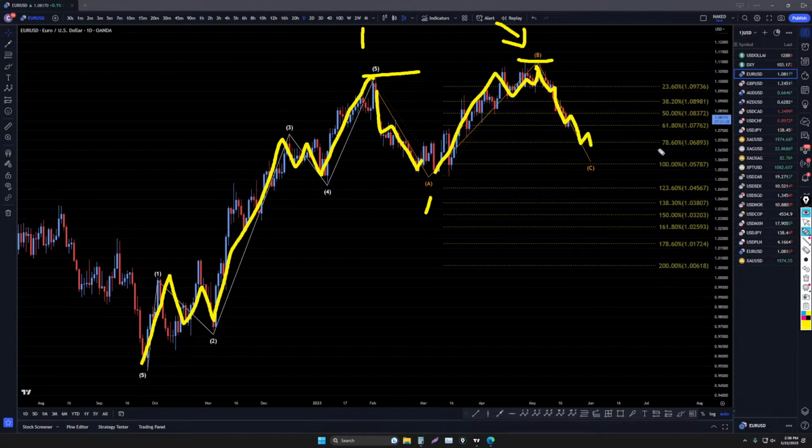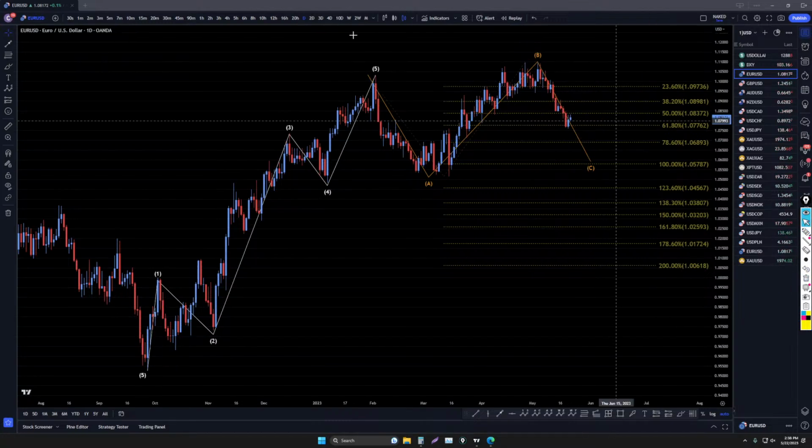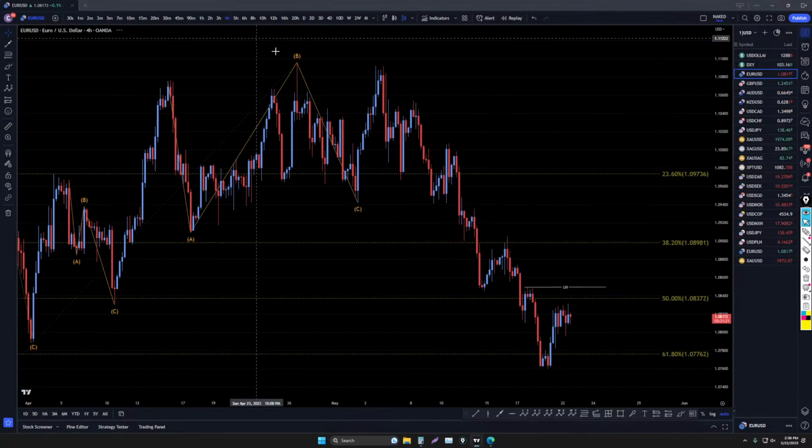I think it's more likely to go down to the 78, maybe the 100, or maybe even the 123. So we're going to have to watch as it goes to see where we can identify the end of a trend on the shorter time frames for the end of a wave C and the continuation of the uptrend. So let's take it down to the 4-hour time frame.